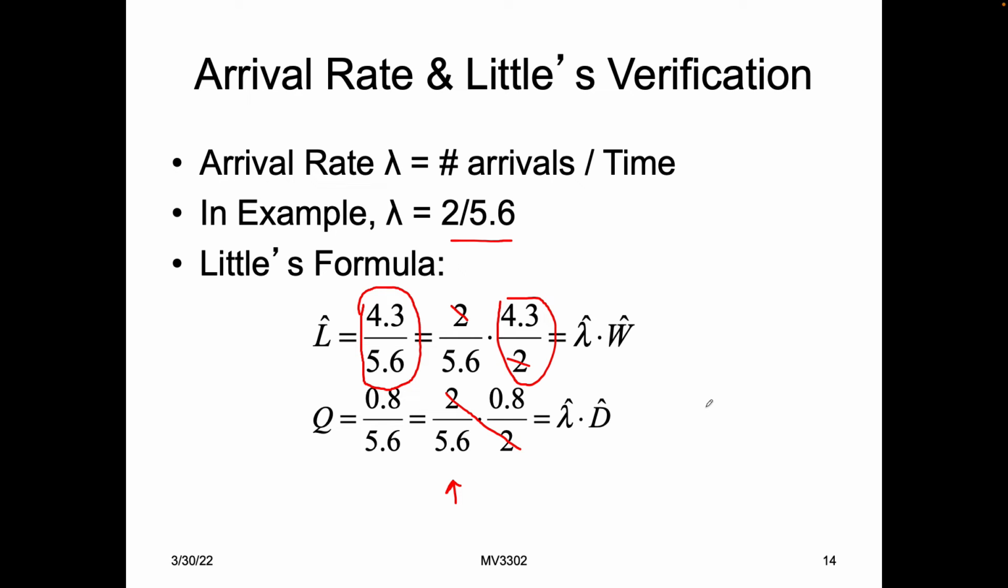Now, this would not be true if we looked at it when the system was not empty. It just doesn't hold. So if we were to look at this at time 5, for example, it would work for the queue at time 5 because the queue was empty, but it would not work for the system at time 5 because the system still had customers in it.